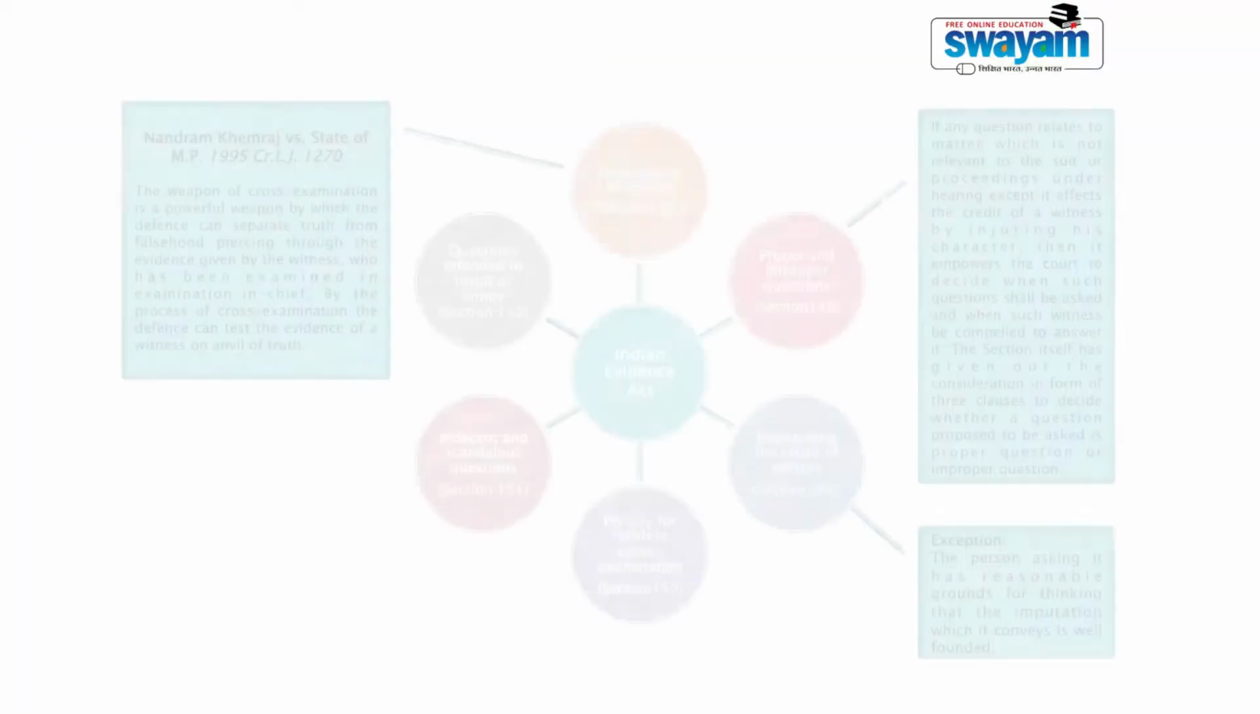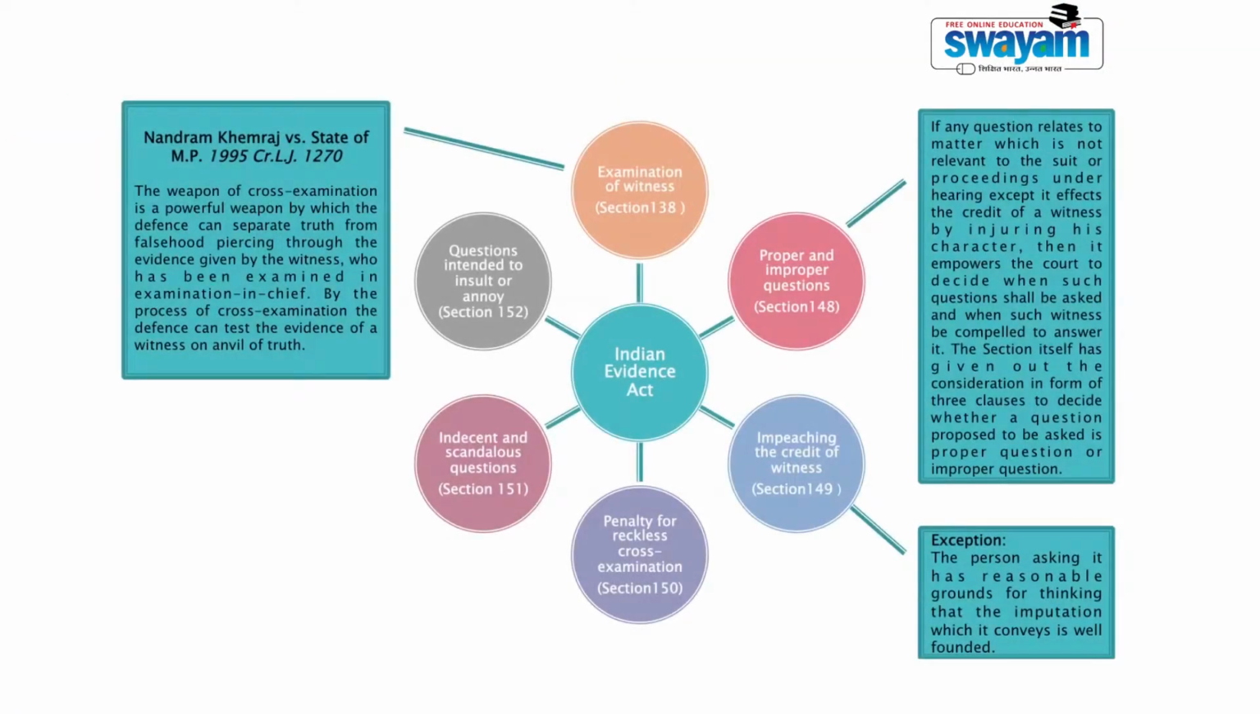So, also if you go through Section 138 of the Indian Evidence Act with regard to examination of witness, this particular section prescribes 3 types of examinations: examination in chief, cross examination and re-examination. So, as far as cross examination is concerned, the objective of cross examination is ascertainment of truth, to find out the truth, and the importance of the right of cross examination of the accused.